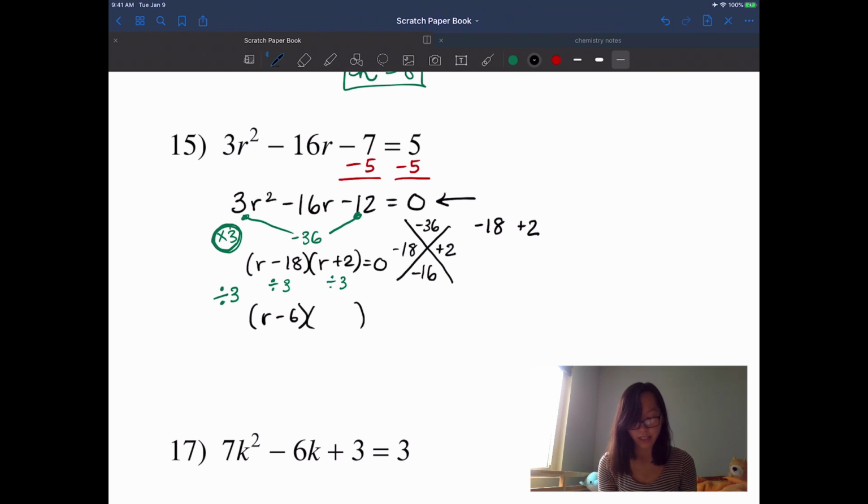But this second one doesn't work out as nicely. You get a weird fraction. So to make things better, you can actually place a 3 in front. So you get 3r plus 2. And these are both equal to 0. And now you can solve for r just like all your other previous examples.